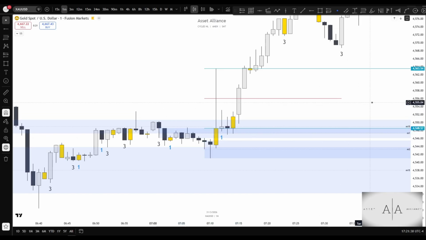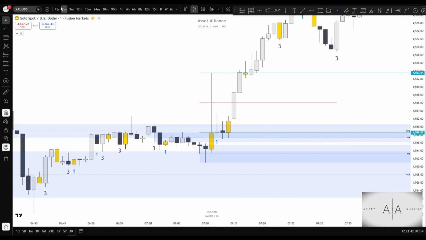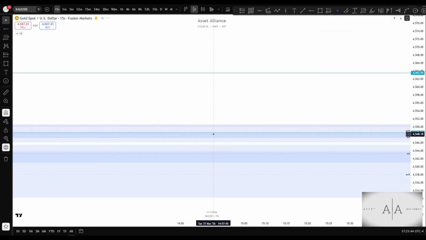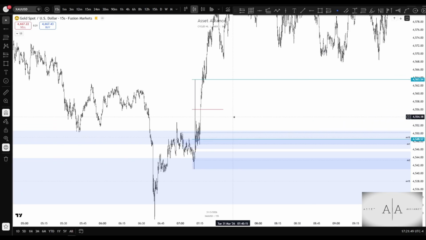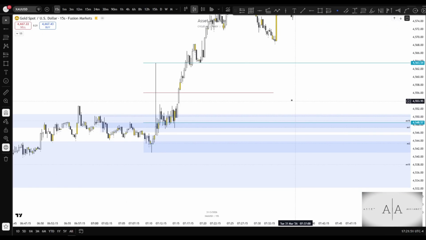M1. Mark out the wick high. 15 seconds. Now this is where you can get your executions from the M15. Again, what you want is a parent candle, as always.